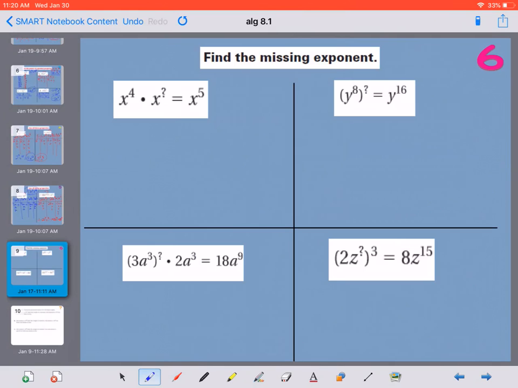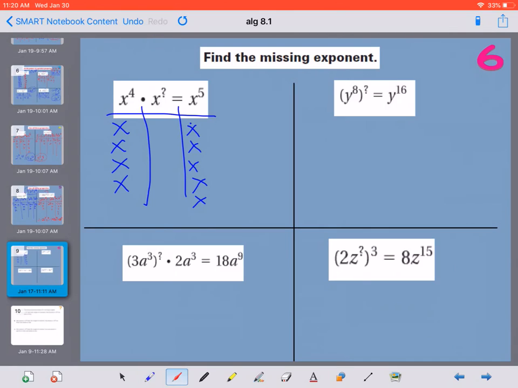Alright, now we need to find a missing exponent. So we see we have a question mark on some of these, or all of them. So we need to figure out what is that question mark. So what I'm going to do is here I know that I have 5 x's. That's my total x's. Here we have 4 x's. So I know that I have 4 out of the 5, so I could cross those 4 off, cross those 4 off. What I'm left with is just 1x. So my question mark must be 1.